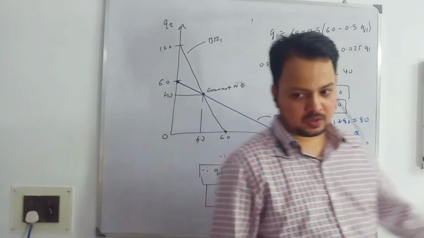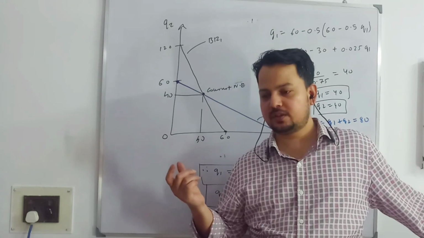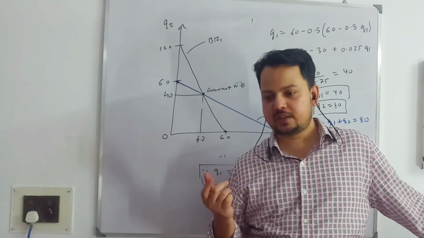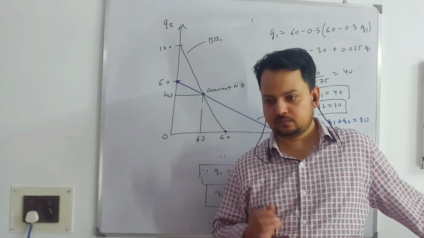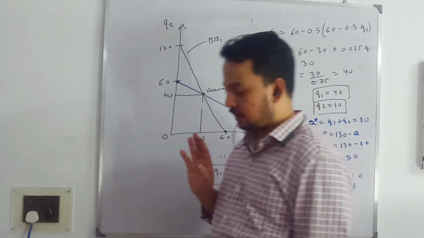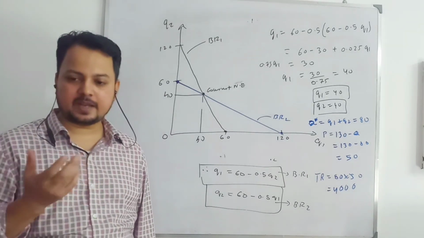Now, I have told you that in the Cournot model, Nash equilibrium is a position where you don't have incentive to deviate, but this equilibrium is not something that is maximizing industry profit. That is not maximizing industry profit. Consider a condition where both firms collude and act like a monopoly.